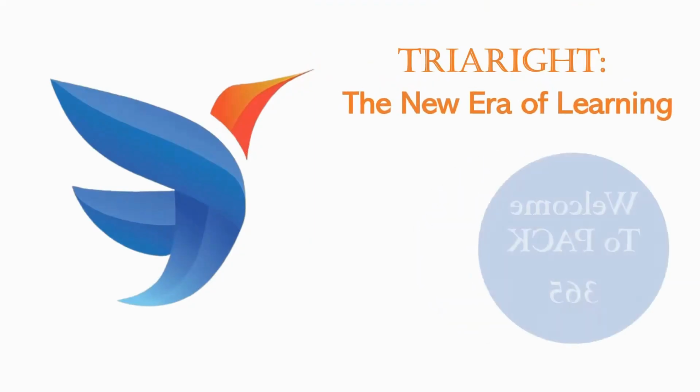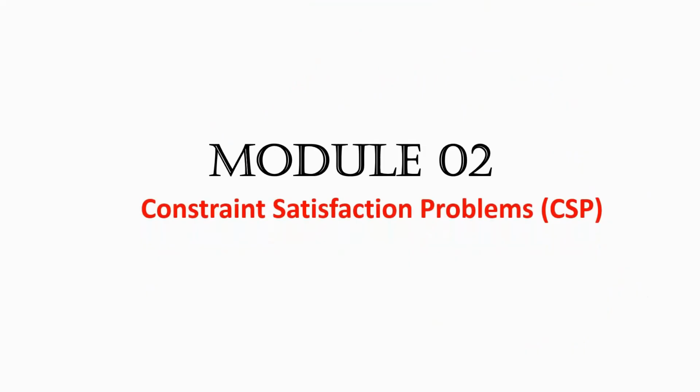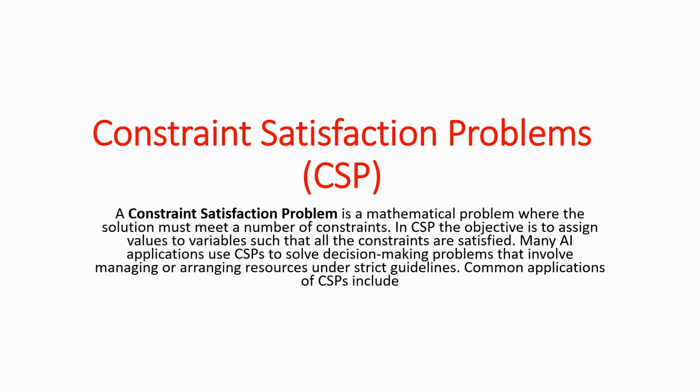This is Pack 365. In Module 2, we are discussing Constraint Satisfaction Problem, CSP, in Artificial Intelligence. Let's begin the topic. A constraint satisfaction problem is a mathematical problem where the solution must meet a number of constraints. In CSP, the objective is to assign values to variables such that all the constraints are satisfied.